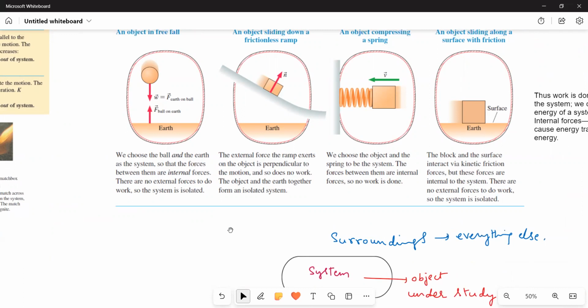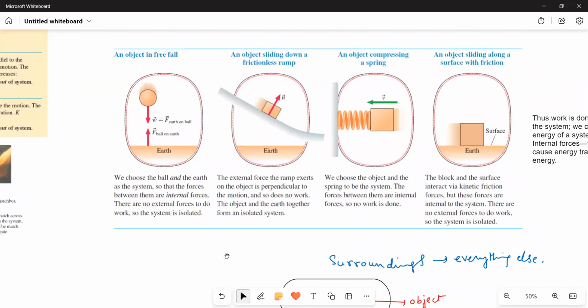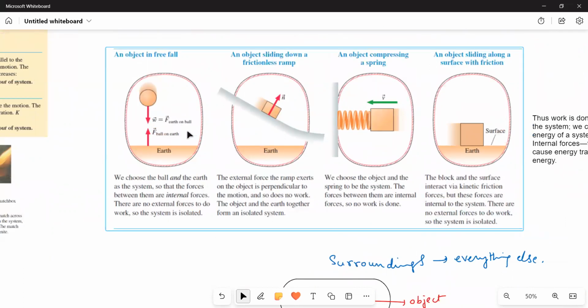Okay, so we are taking the isolated systems. What are these called isolated systems? In an isolated system, you're considering all the objects in the system. Here the work and energy changes take place within the system, not outside the system. So in an isolated system, the energy changes.